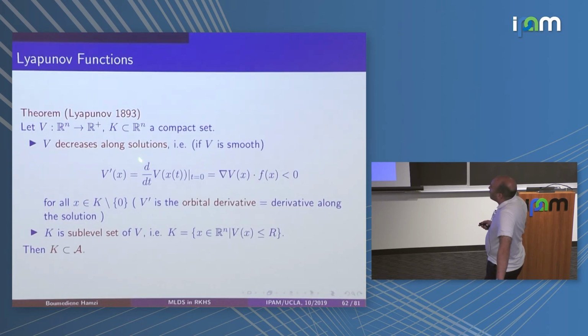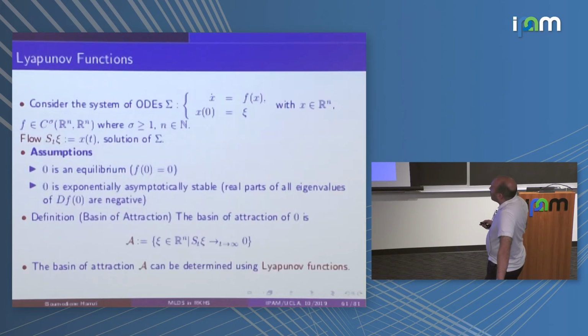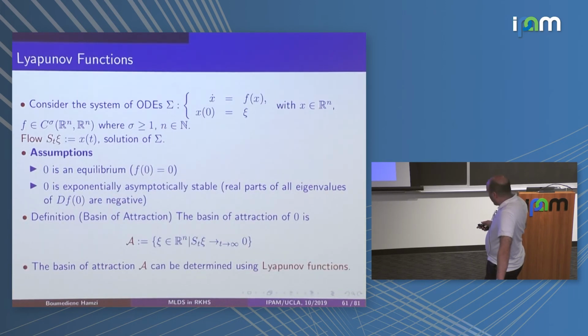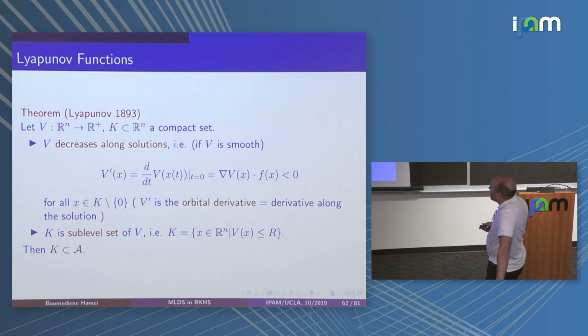So what is the Lyapunov function? Essentially, it's a positive definite function that satisfies the Lyapunov equation, such that the orbital derivative is strictly negative if we are dealing with asymptotic stability. And then the sublevel sets of V are going to be directly related to the basin of attraction of the original system. So the key has always been how to solve the Lyapunov PDE.